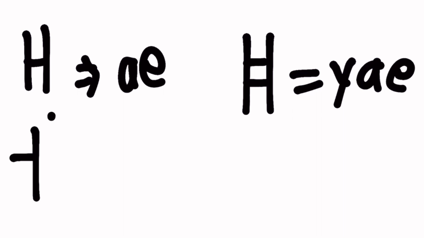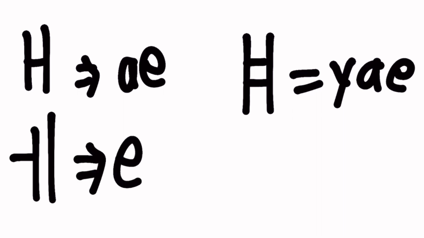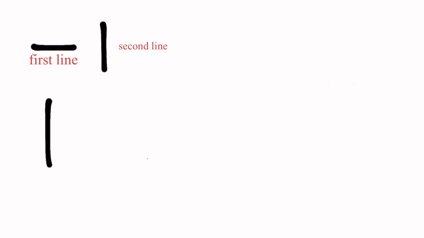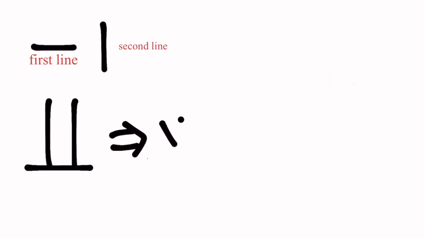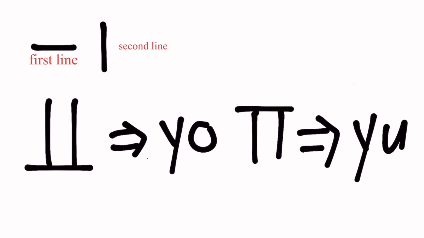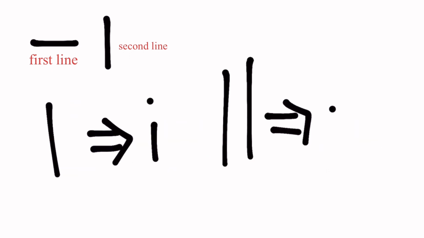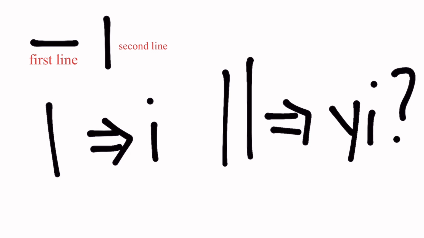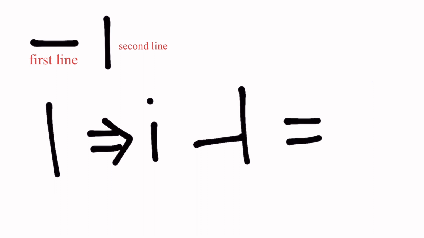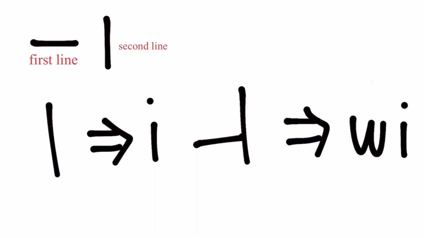Next, we have also A, and then for this one, we need to put a double line in the first, and then we can make it as ye. Next, we have yo, the same one, we put a double line on the top, so it becomes yo, and then for yu, the bottom line becomes double, so it becomes yu. Then what about for I? Is this how we write yi? The answer is wrong. This is not how we write yi. So the correct way, we mix the first line and the second line, then it becomes wi, not yi.